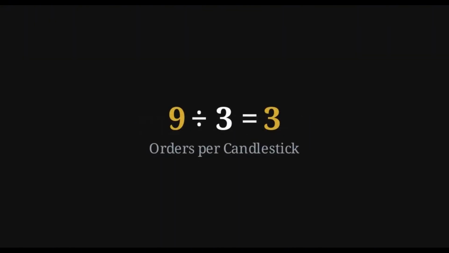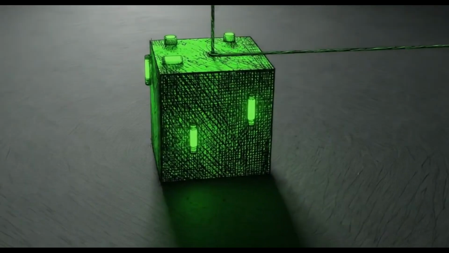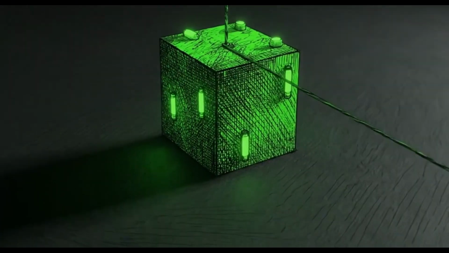The system divides the total available bullets by 3 to calculate the maximum volume of buy orders permitted per bullish candlestick. When a bullish green candlestick is active on the chosen timeframe, the system executes up to 3 separate DCA buy orders within that specific structure.